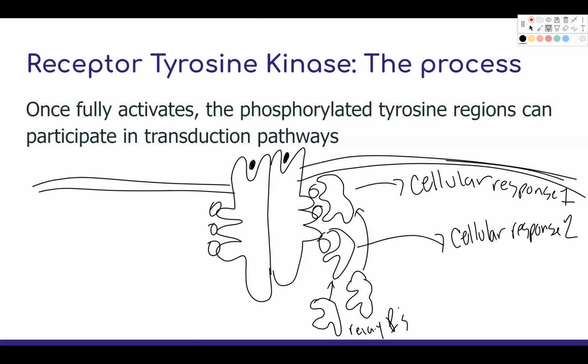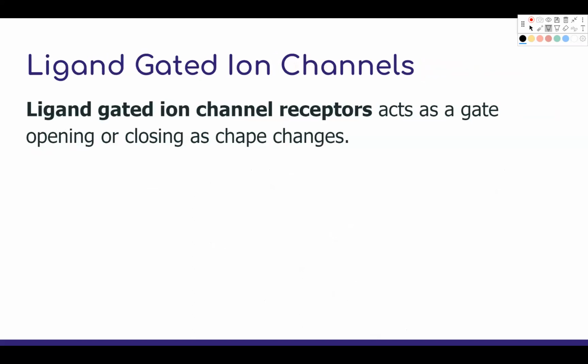Okay, so we've talked about G protein coupled receptors. We've talked about receptor tyrosine kinases. Now we just have ligand-gated ion receptors or ion channel receptors. What these do is they act as a gate that will open and close as shape changes.